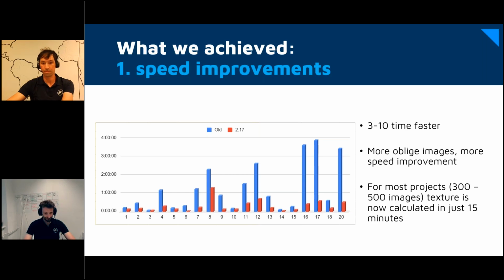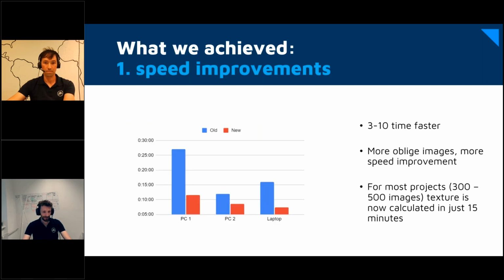And as Marco mentioned, on average, the data sets, like average data sets with a couple of hundred images, now take about 15 minutes to calculate. We had also data sets with 1,000 and more images in those tests. Those are the highest columns on the graph, and they are also significantly faster with calculation. So this is the general idea.